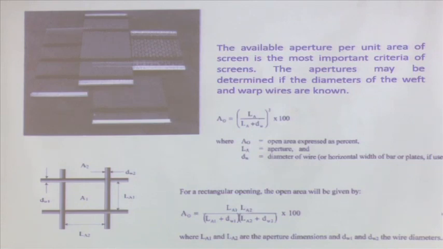Now, how do I know what the mesh is? What is the opening area? For my sieving, I must know how much the opening area is, and that is very, very important for industrial screening operations. Suppose I know that I want to separate, as in the previous example, 100 micron particles from my assemblies. Now, can I use a screen for that? What type of screen apertures do I require, and how much surface area do I require to handle that much material? That depends on how much surface area I have available. So the available aperture per unit area of screen is the most important criterion of screens.